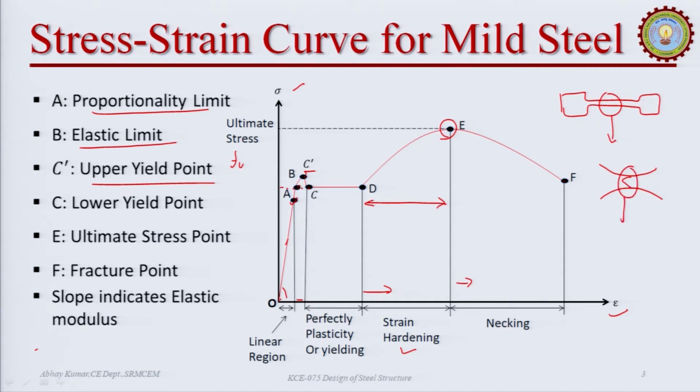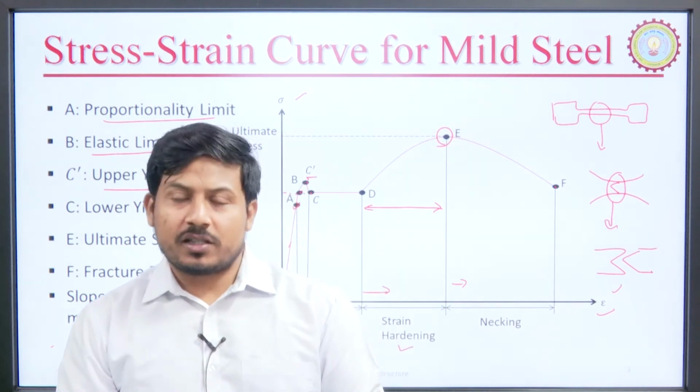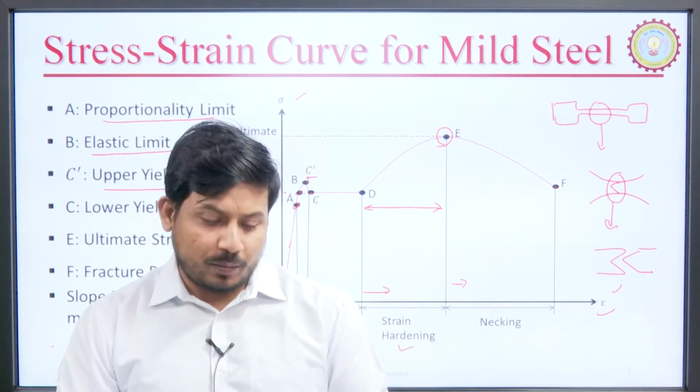Let me zoom this out. At the point of failure, we will find that there will be this kind of surface when our material breaks. This is because of shear. We know that steel is a ductile material and it is weak in shear. Therefore, finally the failure occurs because of shear. So, this is how our complete stress strain figure comes out, and these are the major points about the stress strain curve for mild steel.